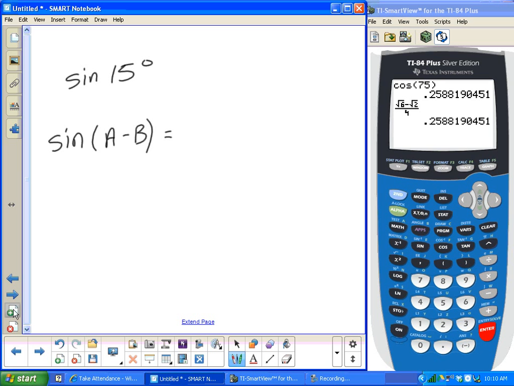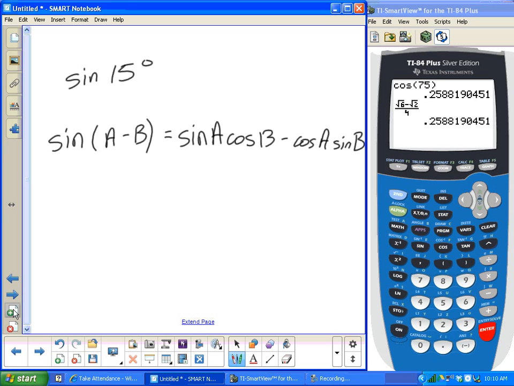All right, so let me write down the formula, and y'all can probably go ahead and figure out what the two angles are going to be. So this is sine A times cosine B minus cosine A times sine B. All right, y'all check me. Did I copy that down right? Sine A cosine B minus cosine A sine B.